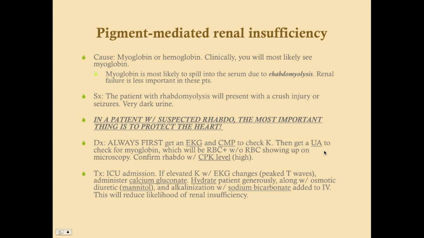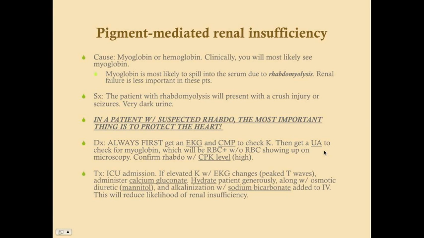What we're doing is we're going to check the urinalysis for red blood cells. The red blood cells will be positive. And what the red blood cell is on a urinalysis is just hemoglobin, just heme. So because myoglobin has heme in it, it will show quote-unquote red blood cells. But red blood cells on a urinalysis could be myoglobin or hemoglobin.